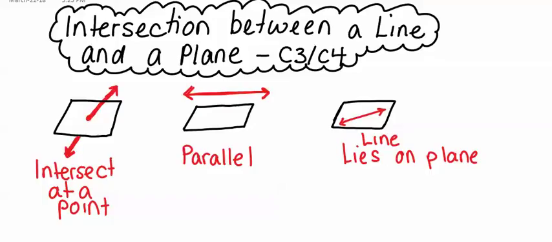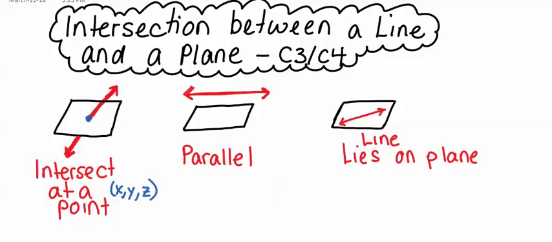Hey calculus class, this is a video about an intersection between a line and a plane in C3 and C4. So we've got three potential things that could happen. Between our plane and our line, the line could go right through the plane and it would intersect at one point. So we'd be looking for a point of intersection like x, y, z.